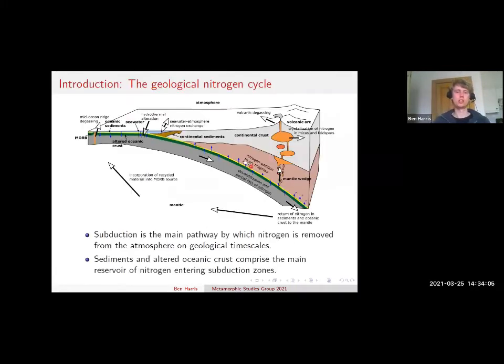the behavior of nitrogen during subduction and what we can learn from in situ analyses of nitrogen in high pressure rocks. So nitrogen is the main component of the atmosphere. It's a key element for life, and the geological nitrogen cycle controls the balance of nitrogen between the mantle and the atmosphere on geological timescales.